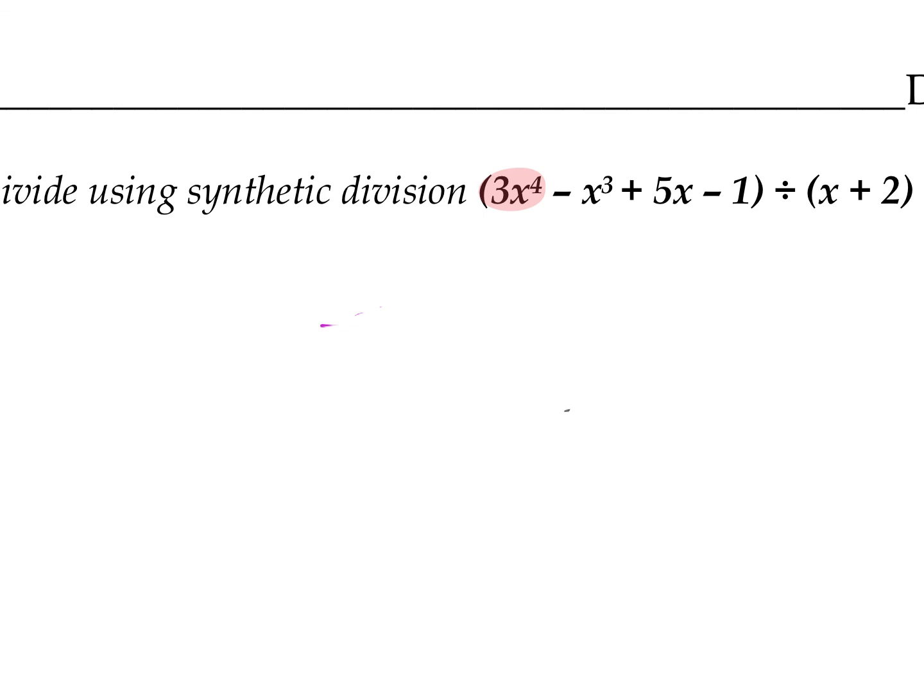Can we figure out which term we're missing? X squared. Good. So that's the way we do this. We're going to write -2. That's our a value. And then our coefficients are going to go 3, -1, 0, 5, and -1. That 0 is in the middle because we determined that the missing term was the quadratic, right? 4th degree, 3rd degree, missing 2nd degree term, 1st degree, 0 degree. So I need to account for any missing terms.